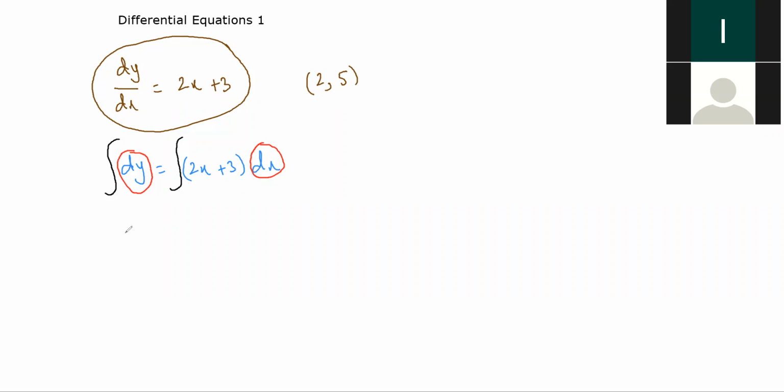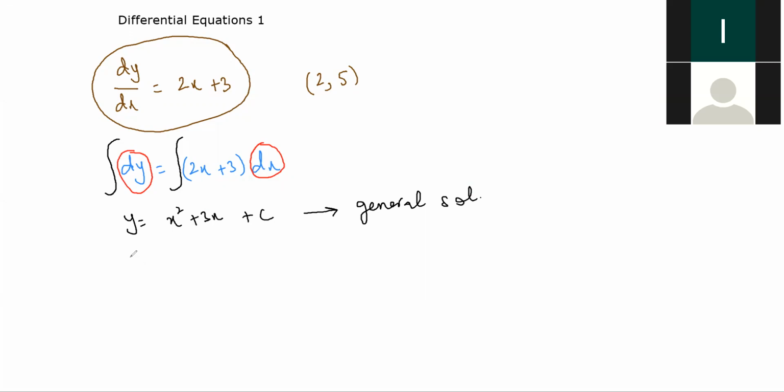The rest, you know how to integrate. This is going to become y, and this is going to be x squared plus 3x plus c. If you leave it up to this, this is called the general solution of a differential equation.